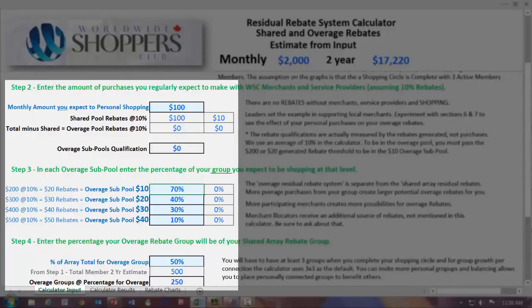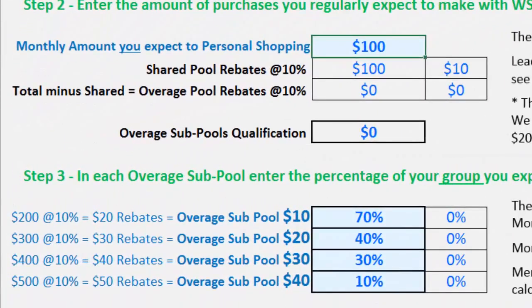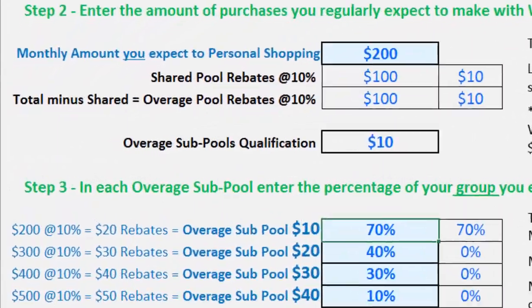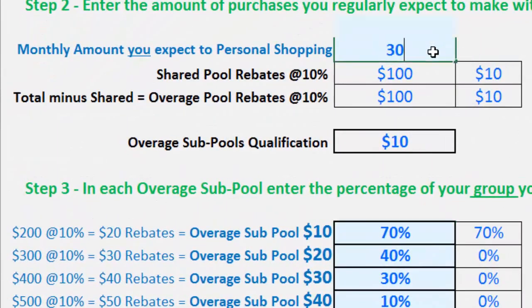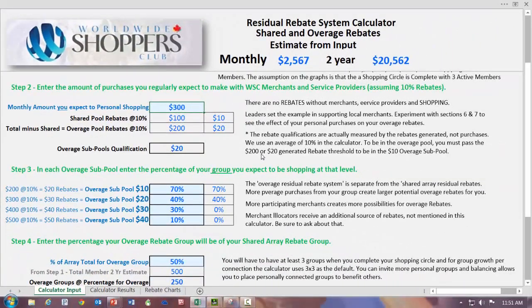So let's do that. Let's start climbing back up. Let's add that extra $100 back in, so now you're doing $200 or generating $20 in rebates, putting you into the $10 overage subpool. Well, from here, as you can see, your total rebates have gone up to $2,349. So spending that $100 increased your rebates by $349. Well, that might encourage you to go do some more overage spending. So let's move that up another $100, which will now also put you into the $20 subpool. And you can see your rebates went up by another $218 by spending that $100.